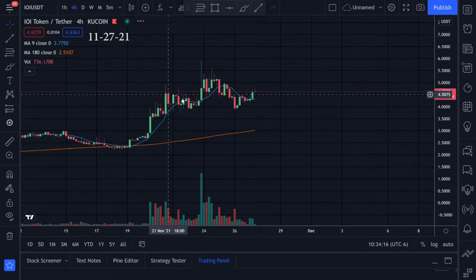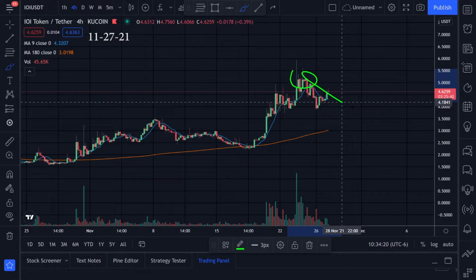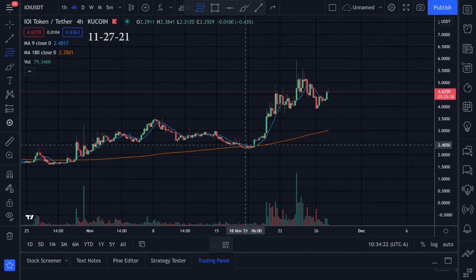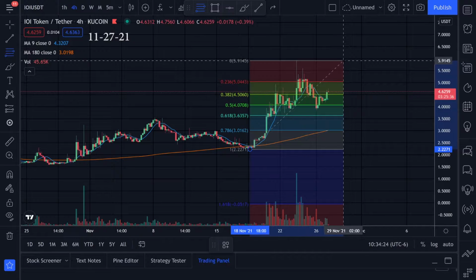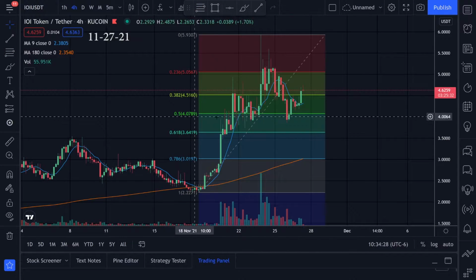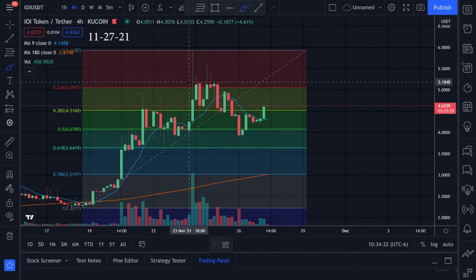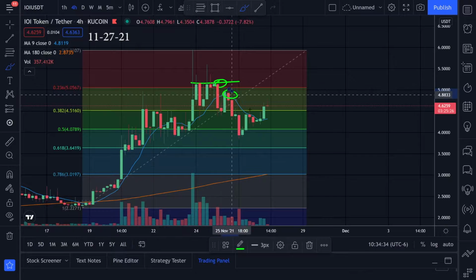Let's go to the 4-hour time frame. We had a run up like this, and then it looks like we're getting some resistance up here and trending down. So what I would do is a Fibonacci retracement from the bottom to the top. What I did is actually buy the 50% level at around $4.07, and you can see that we had resistance right here, and then resistance, resistance, resistance.